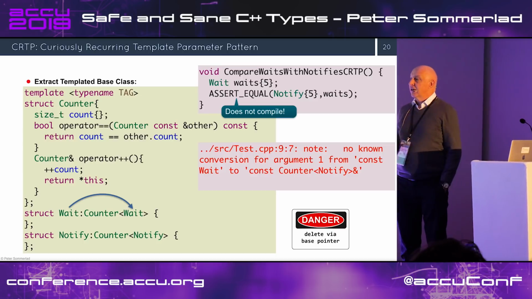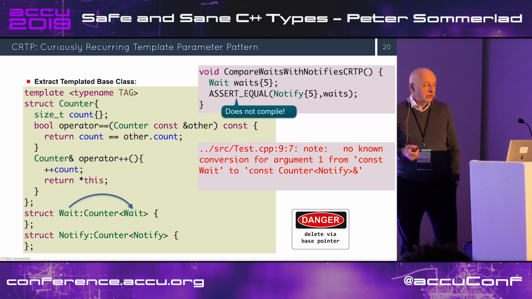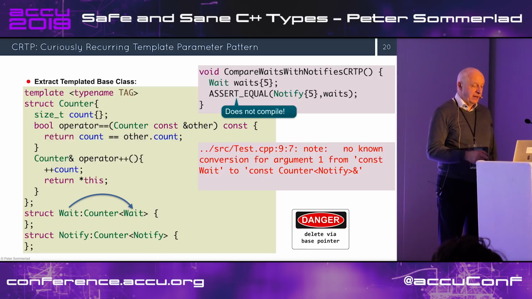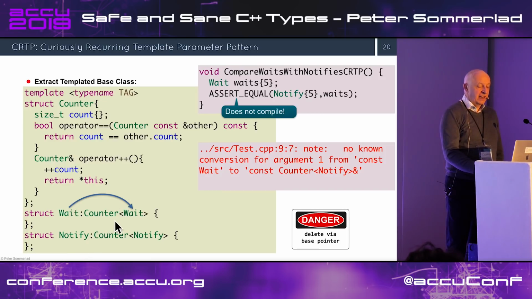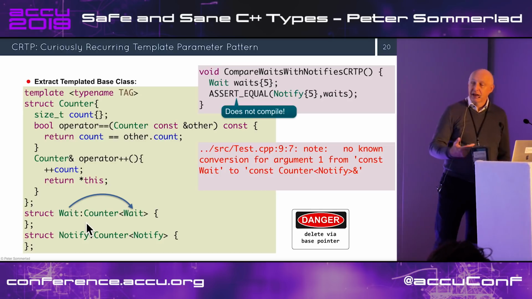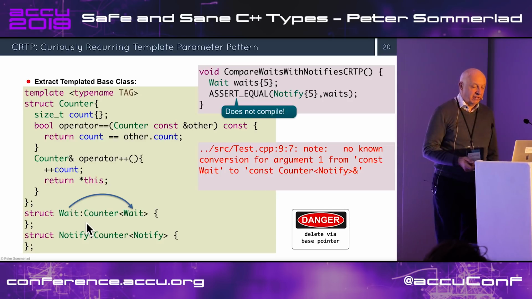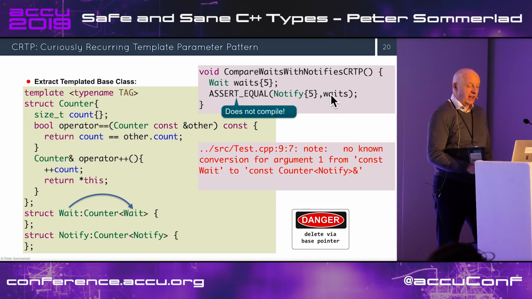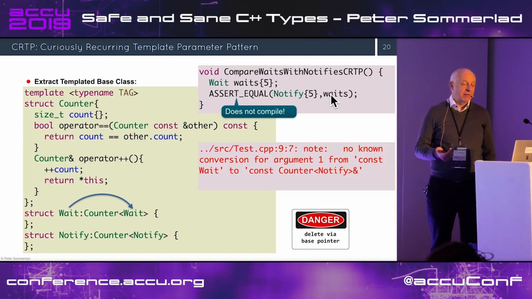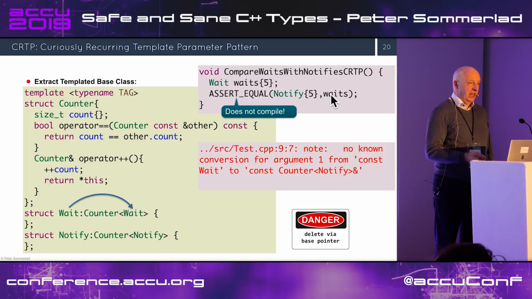So what you can do is use a mixin class and use the curiously recurring template pattern, where you pass your own type as the type into the mixin class, and the mixin class will actually implement all the counting stuff. So you have distinct counter, wait, and notify. They still inherit, so the delete via the base pointer is still there, but you can do something about that. But there's actually no need to allocate that on the heap yourself if you really need to. Now our example from before, comparing notify and the wait counter, no longer compiles because they are distinct types and no longer related.